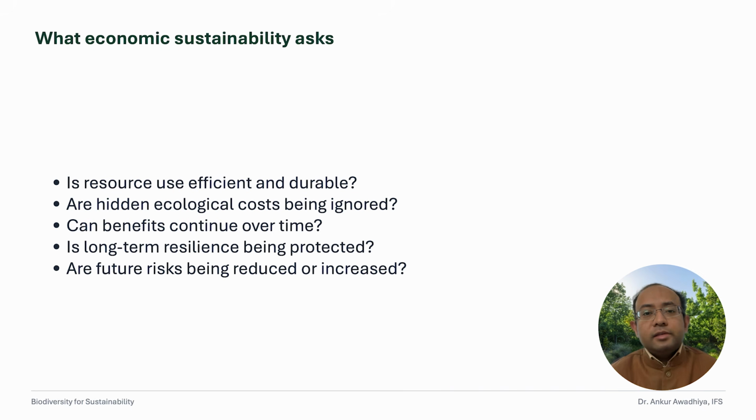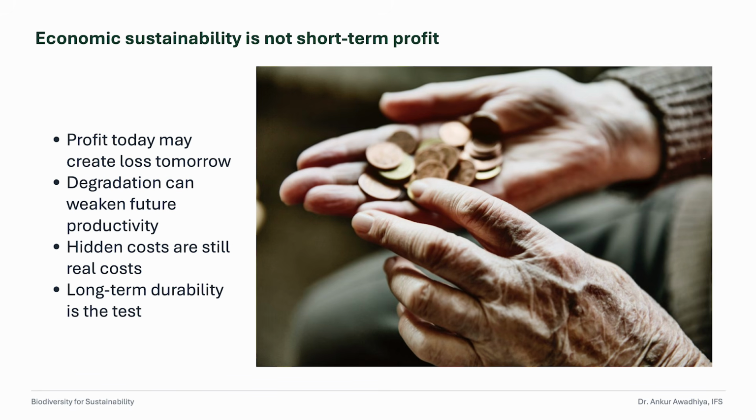So, what questions does this pillar ask? It asks whether resource use is efficient and durable. It asks whether hidden ecological costs are being ignored. It asks whether benefits can continue over time. It asks whether long term resilience is being protected and whether future risks are being reduced or increased. In other words, economic sustainability is not simply about current returns. It is about whether the system can continue producing value without undermining itself.